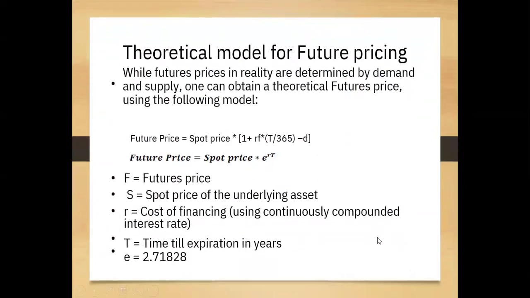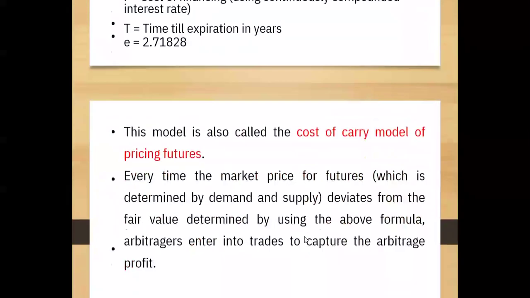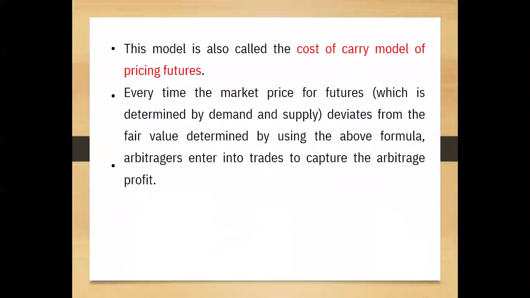Then the theoretical model for future pricing. It will be the spot price, and the formula will be there: the spot price of the underlying asset, cost of financing, time till expiration in years. E will be there, where e is 2.71828. This model is also called the cost of carry model of pricing futures.